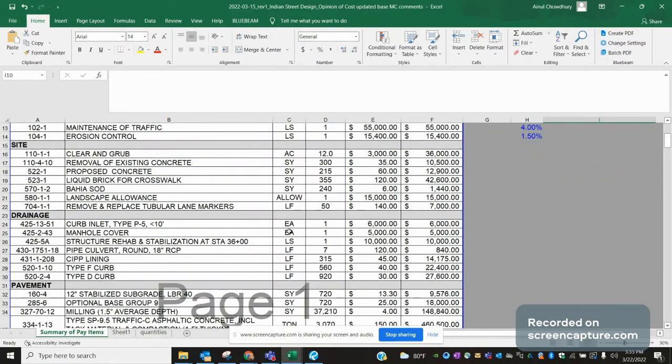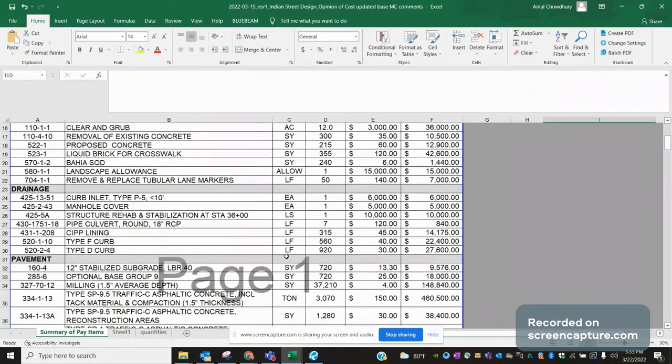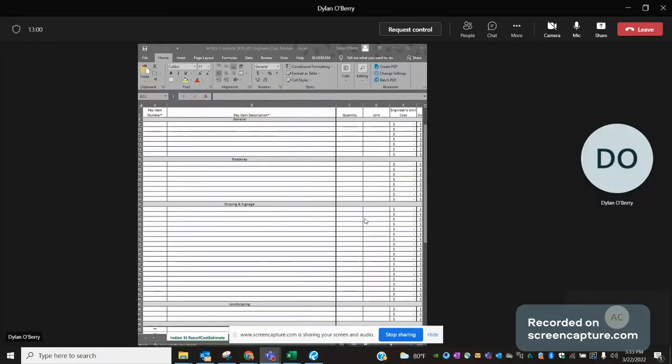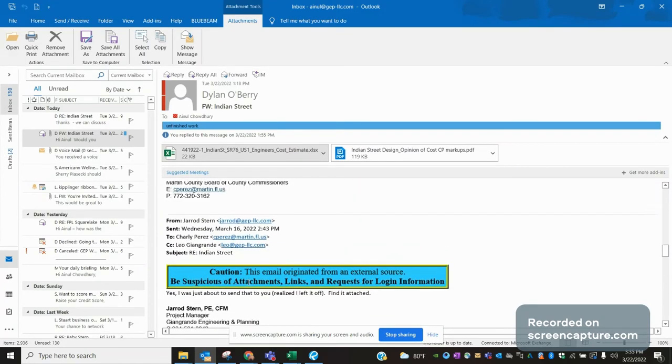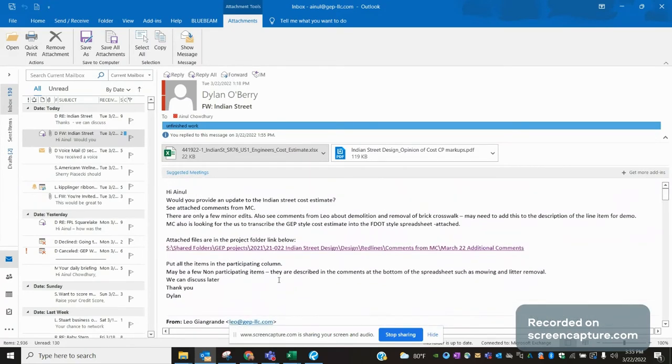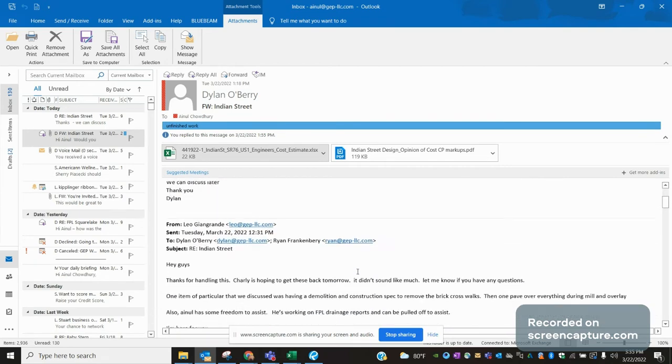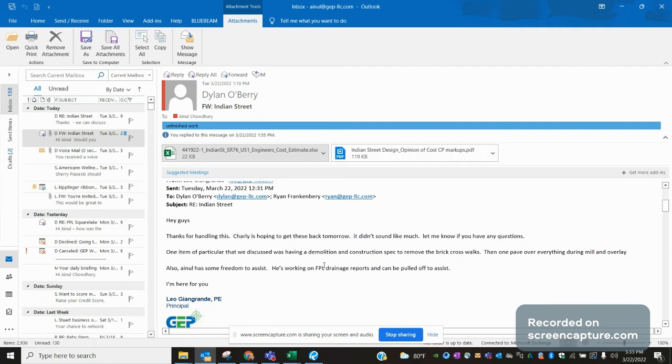What about demolition, removal of existing brick crosswalks? There was a note on the email. Oh yeah, I think I saw that. I didn't understand though. Okay, let me see it again. One item we discussed was having demolition and construction specs to remove the brick crosswalks on Indian Street, then pave over everything during the mill and overlay.